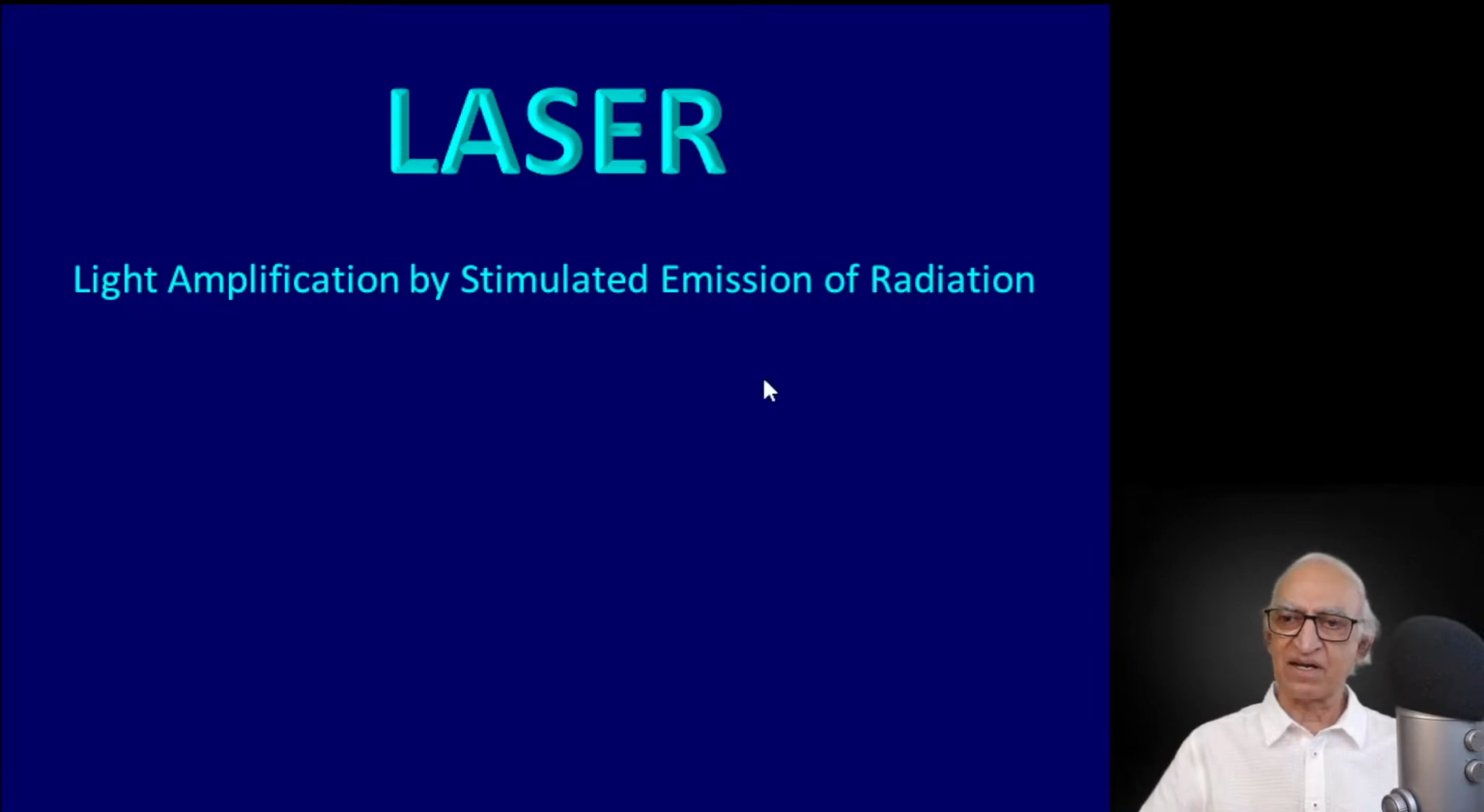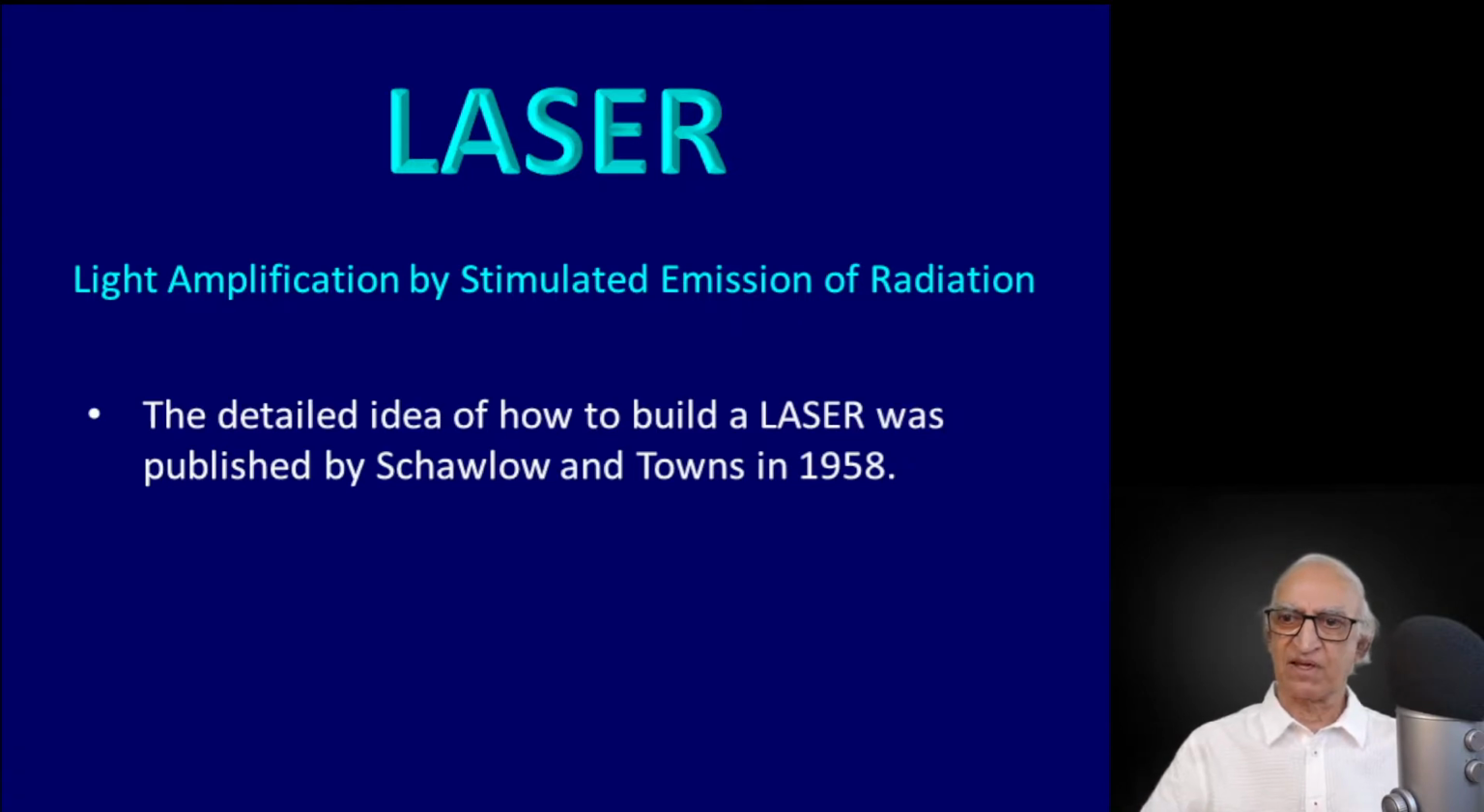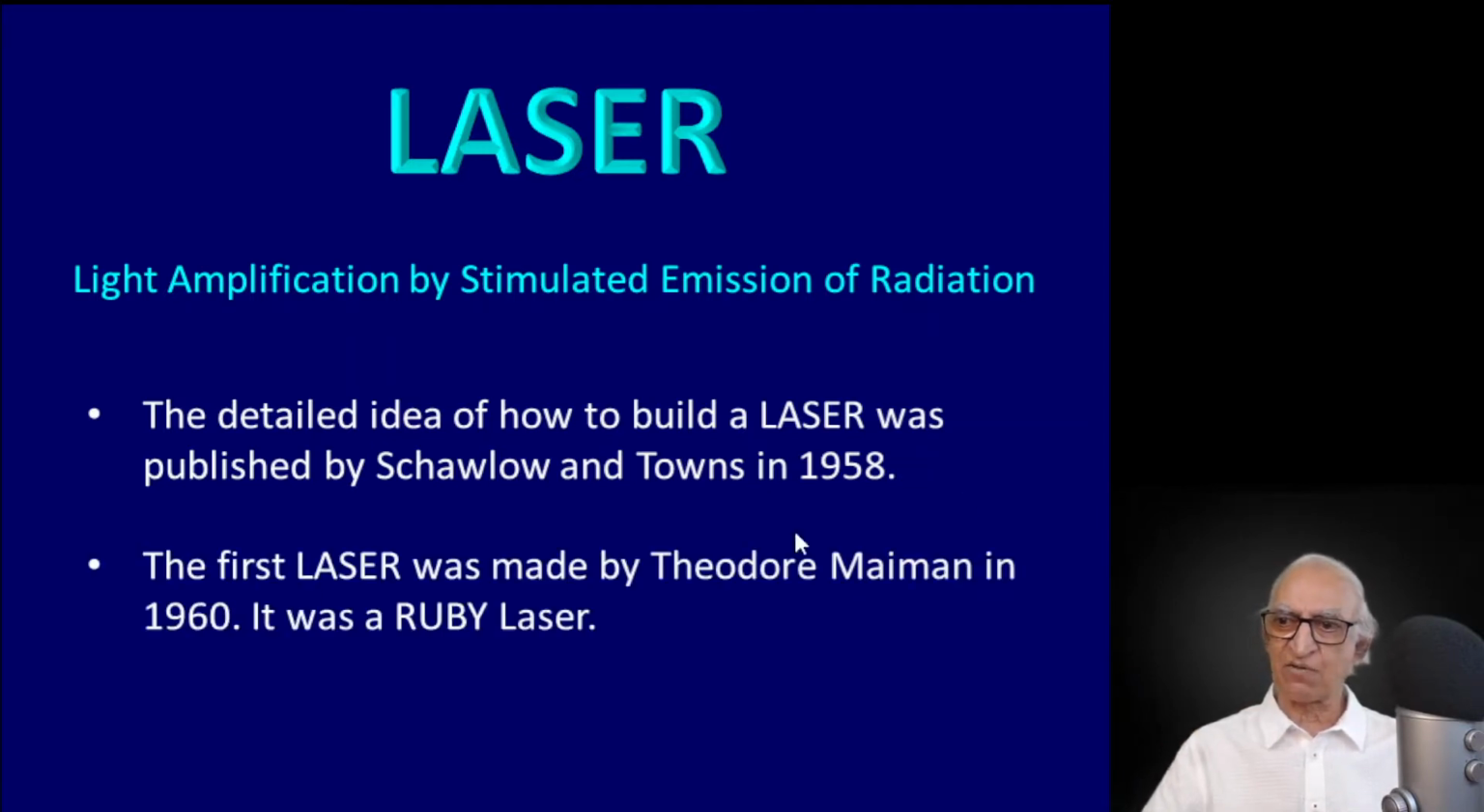A laser is light amplification by stimulated emission of radiation. Arthur Schawlow and Charles Townes wrote a very famous paper in 1958 where they gave details with drawings of how to make an amplifier in visible light, a laser. They didn't make the laser, but they spelled out exactly how it can be made. The first laser was made by Theodore Maiman in 1960. It was a ruby laser. It was a pulsed laser. It was a solid-state laser.